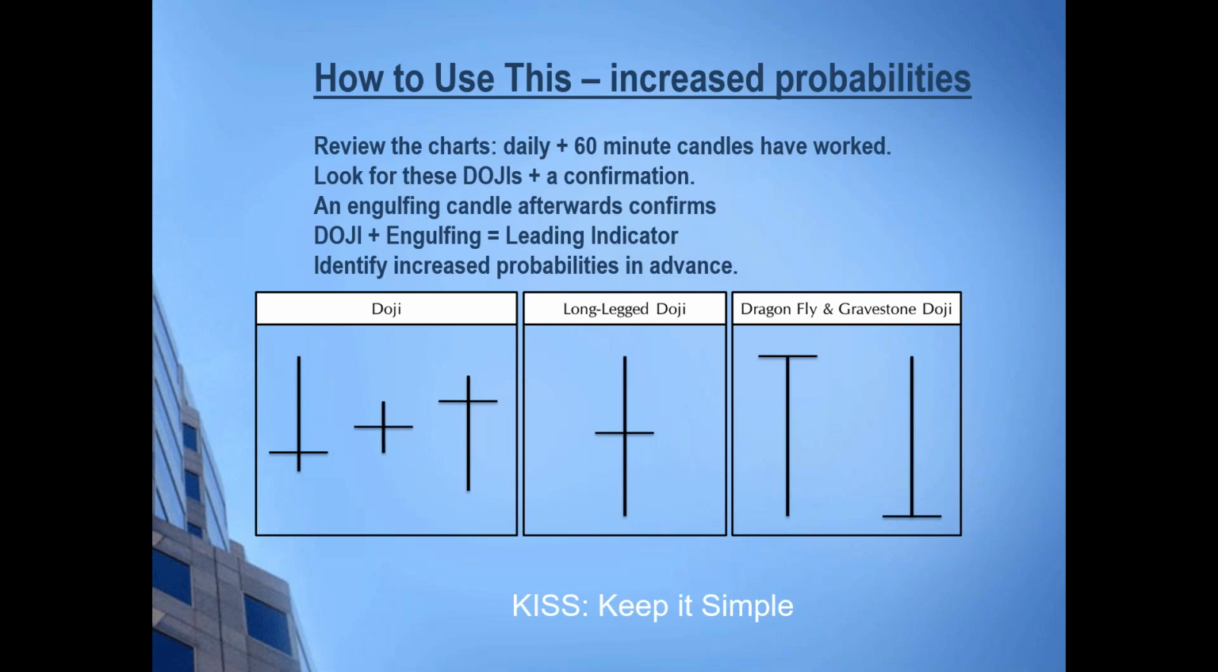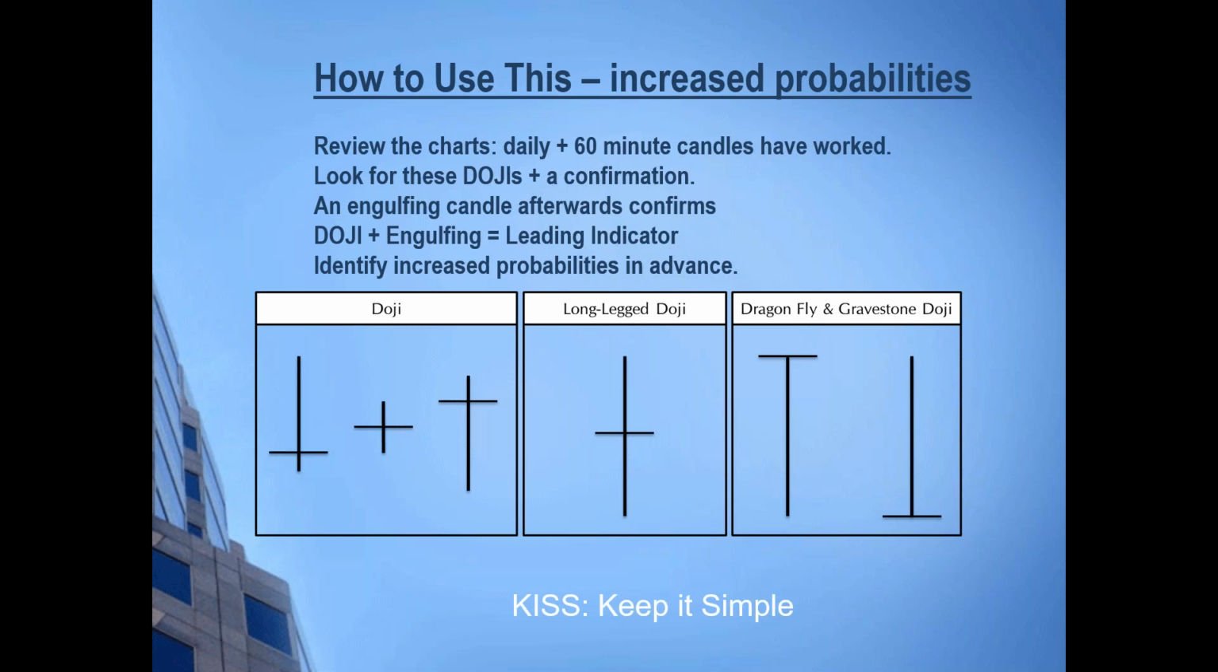I should have said that from the beginning. Candlestick patterns are all I use in chart formations and identifying dojis. Look for the dojis. And then look for a confirmation candle too. An engulfing confirmation candle confirms the warning that the doji is offering. And that combination is a leading indicator. And it identifies the increased probability of a continued move in that direction in advance.